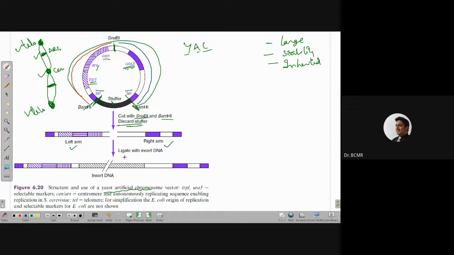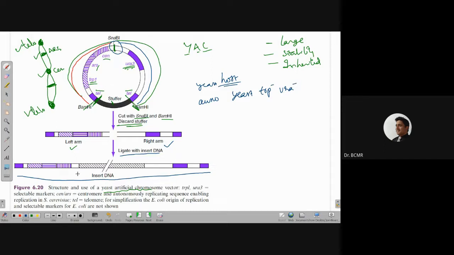Now they will ligate a large fragment of DNA, with SnaBI ends and a very large fragment, and the chromosome would be something like this. Of course, there are other possibilities as well. So here the host that we choose, say this is yeast, right? The yeast auxotroph we have chosen is trp minus, it cannot synthesize tryptophan, and ura minus, it cannot synthesize uracil as well.